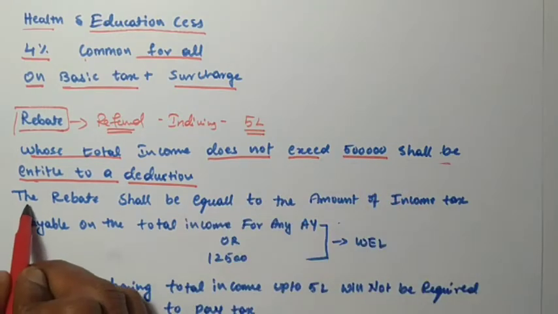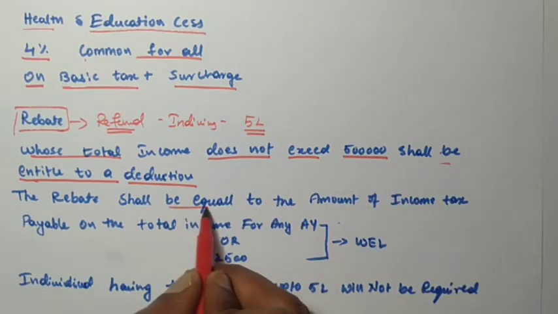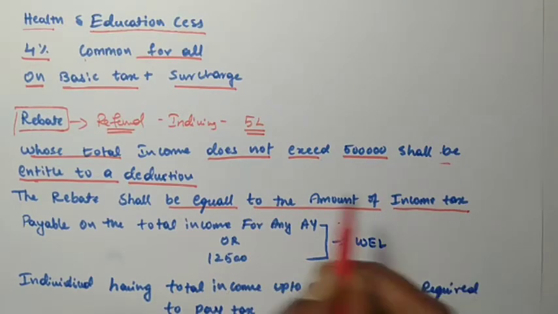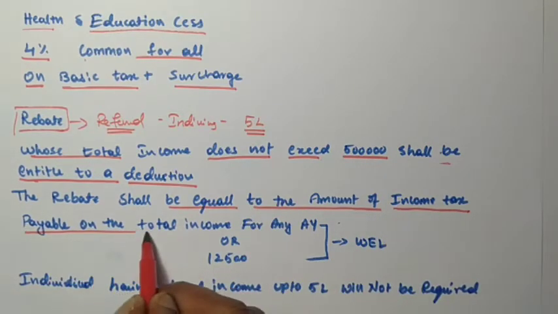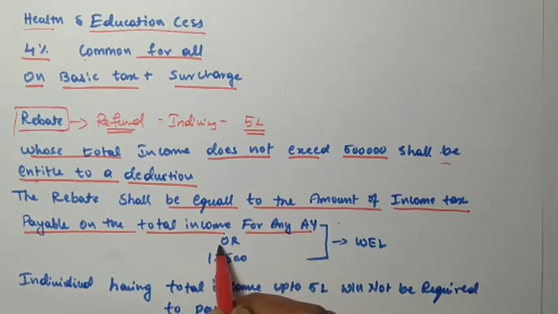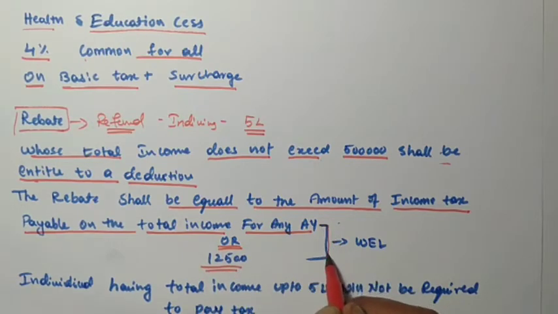So the rebate shall be equal to the amount of income tax payable on the total income for any assessment year, or 12,500, whichever is less. Individual having total income up to 5 lakh will not be required to pay tax.